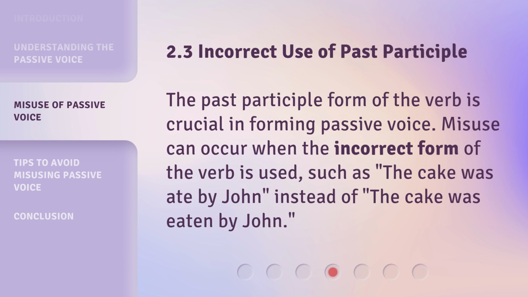2.3 Incorrect use of past participle. The past participle form of the verb is crucial in forming passive voice. Misuse can occur when the incorrect form of the verb is used, such as, "The cake was ate by John," instead of, "The cake was eaten by John."